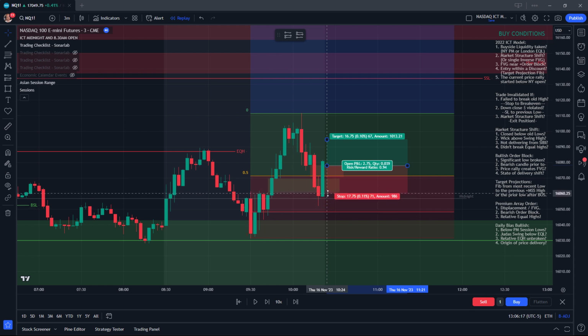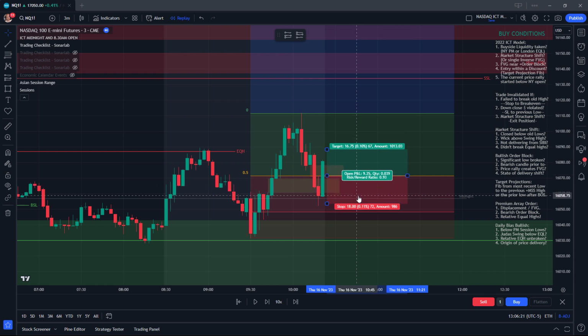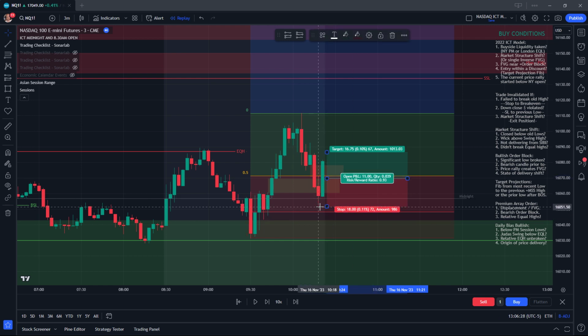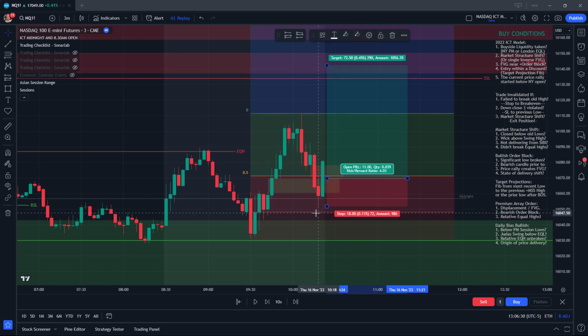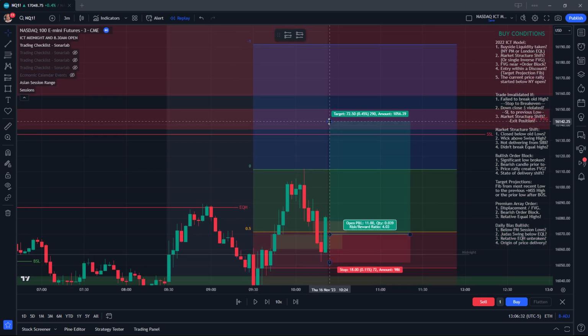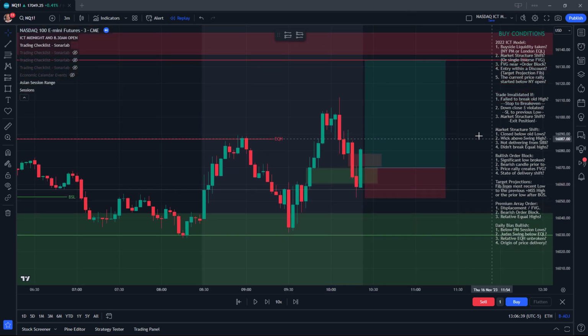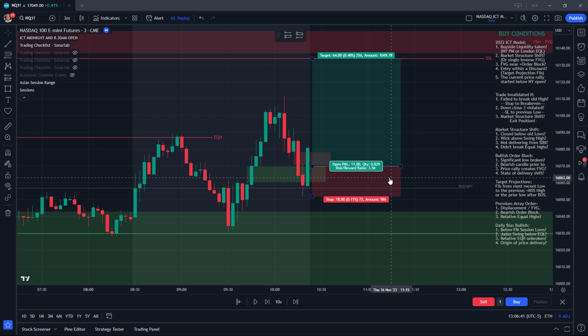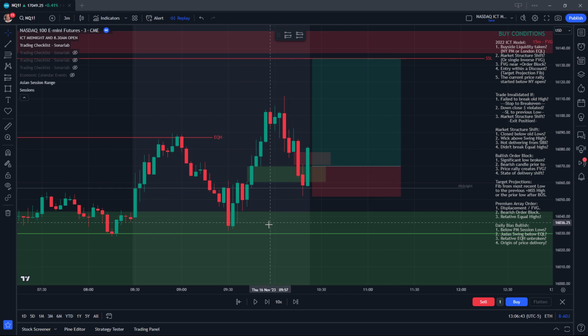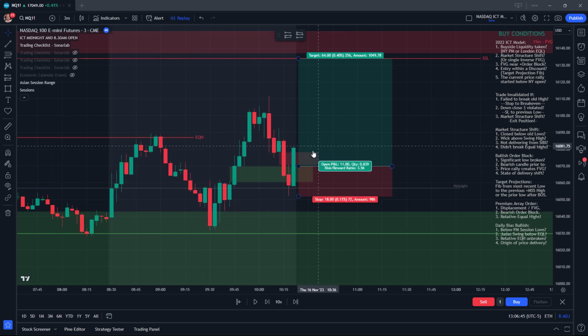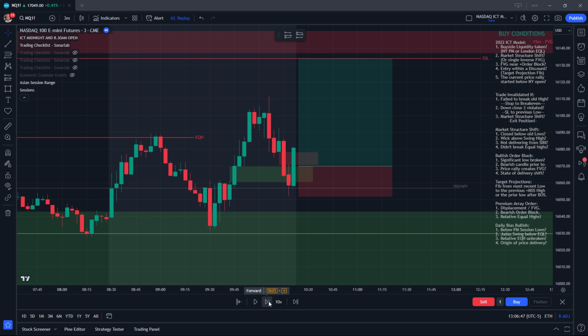We don't have a large enough stop. We want to try and cover that low. So at least if we enter here, we'll have our stop loss at the swing low, and we can aim for the next area of liquidity. Yeah, definitely could be wrong. I mean, trading's about being wrong, but let's just see what happens.